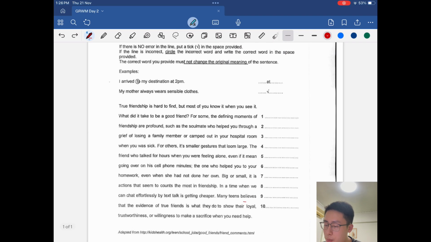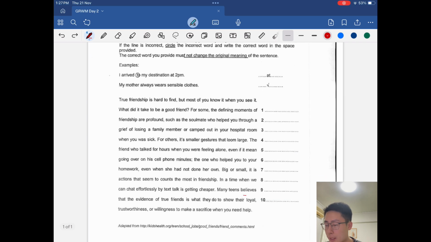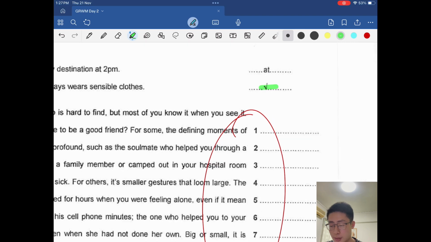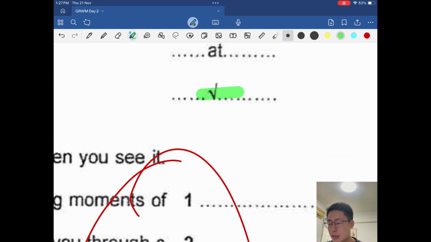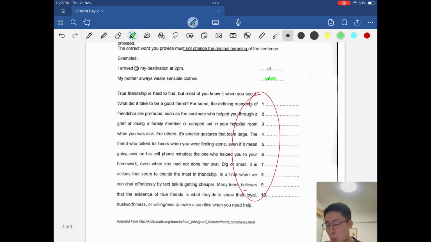Okay, so let's begin. Just to recap, everyone, please remember that for editing, at the express level, we have 10 lines given to you, all right, 1 to 10 here. And out of these 10 lines, 2 of them will have no errors at all. And what do you do when there's no errors at all? You just tick, right? You just put a tick here. You see here, you just do a tick here like this. Okay? So this means that out of these 10 lines, 8 of them will have errors, they will be mistakes.